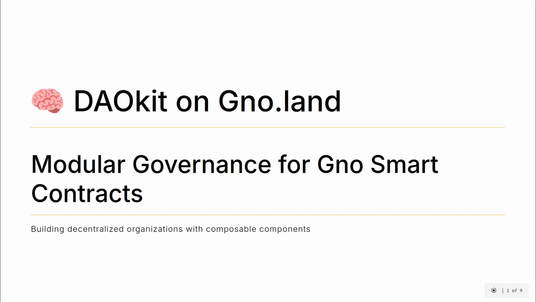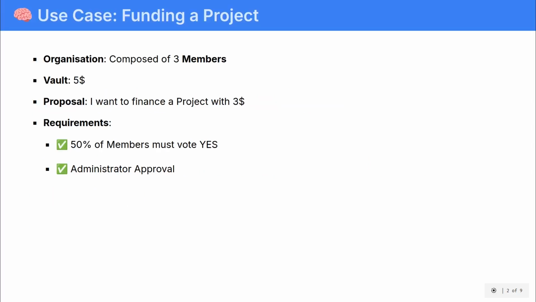Let's take an everyday use case. I am in an organization composed of 3 members and we have a total of 5 coins. I want to propose to finance a new project with 3 coins. Any proposal can be accepted and executed if 50% of the members of the organization vote yes, and if we have the approval of the administrator.